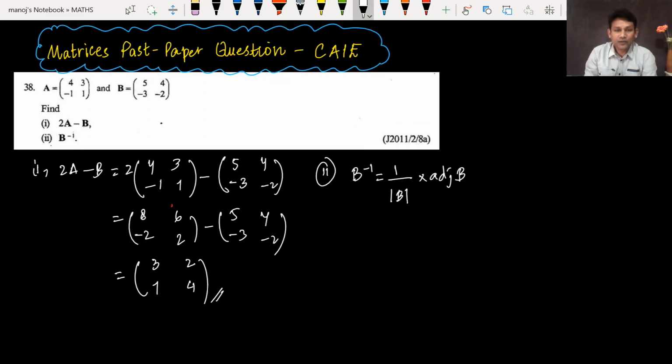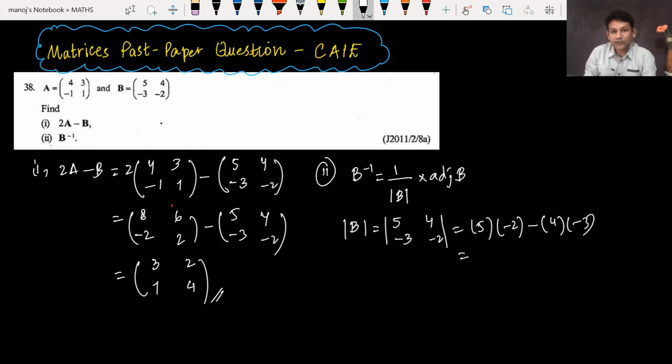So that's the formula. First we need to find the determinant. Because when the determinant is 0, it means a singular matrix, we cannot move further, we cannot find the inverse matrix. Okay, so B is 5, minus 3, 4 and minus 2, and we need to multiply like I have already explained in the explanation, this is how we can do this. Okay, it's coming minus 10 and minus minus is plus 12, and the answer is coming 2. So the determinant is coming 2.